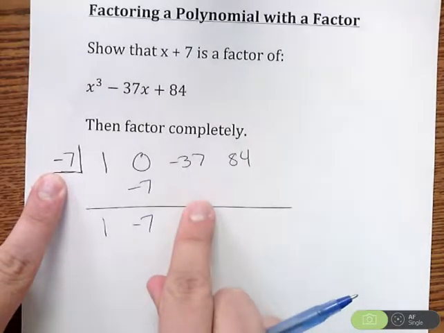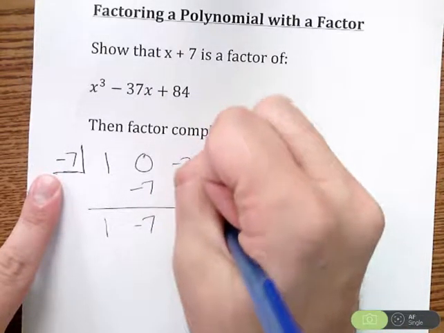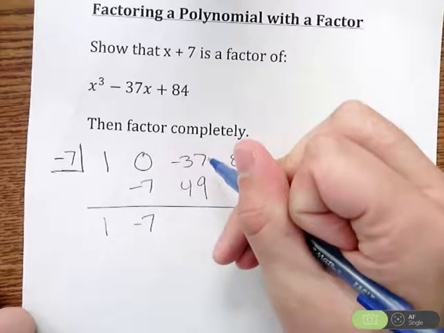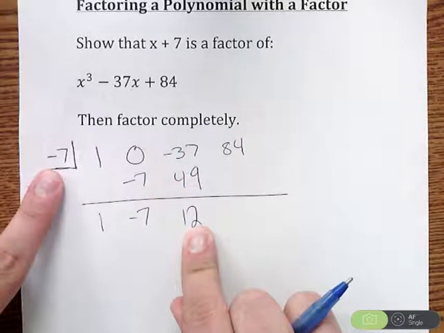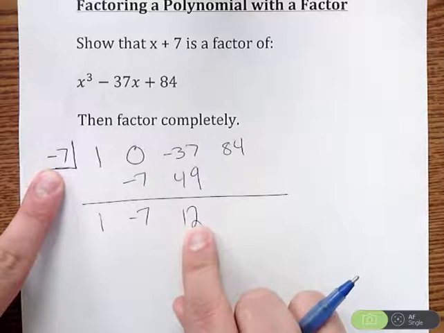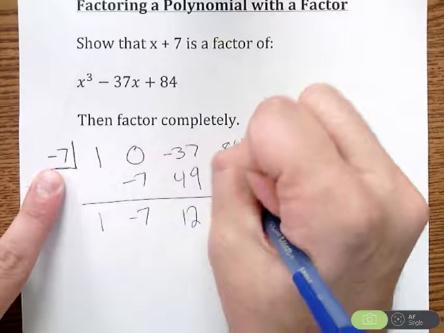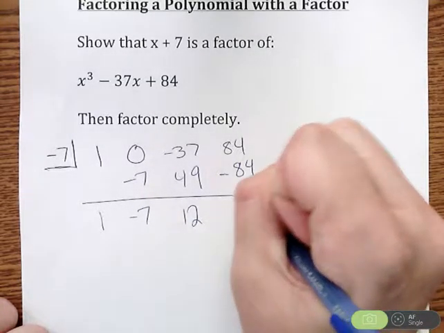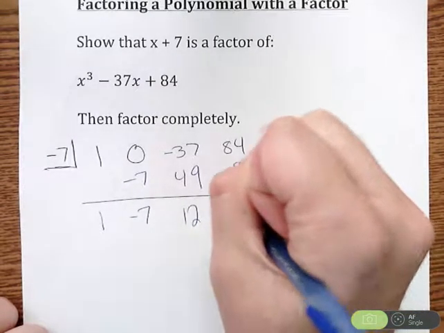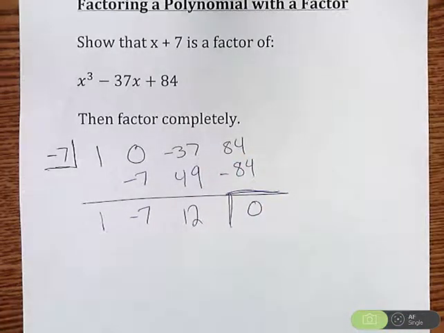Multiply by the box to go up, so we get 49. Negative 37 plus 49 is 12. Multiply by negative 7 to go up, so we get negative 84. When you add down, you get 0. So that last number there, that is always our remainder.